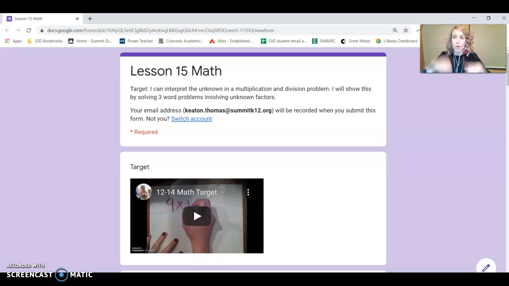So I'm just going to do a quick rundown on what's expected of you today. First things first, here's our target. I can interpret the unknown in a multiplication and division problem. I will show this by solving 3 word problems involving unknown factors.